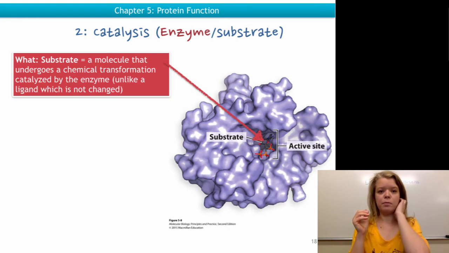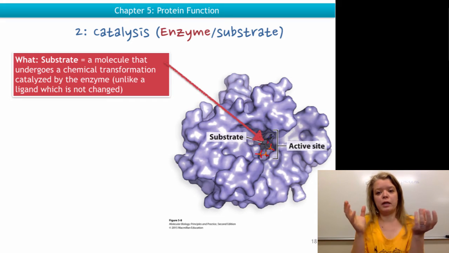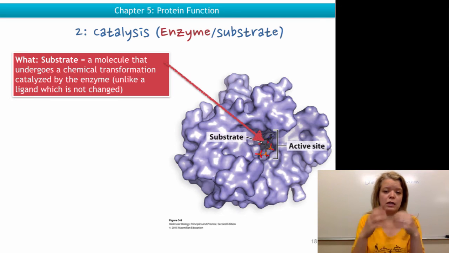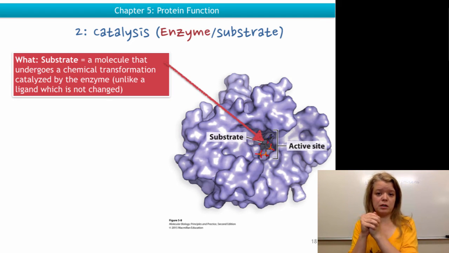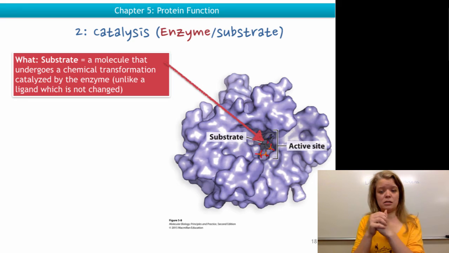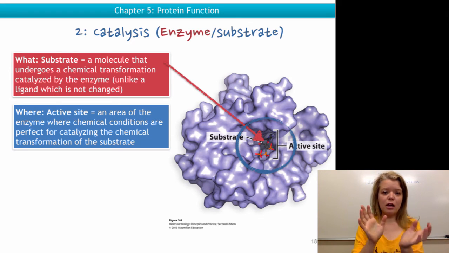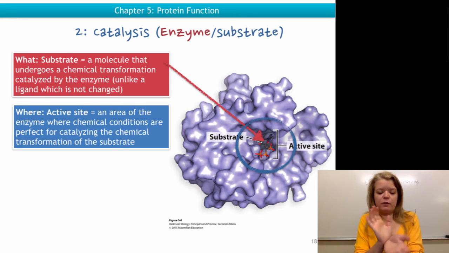Now, it's a molecule that will be undergoing a chemical transformation inside the enzyme. So the ligand doesn't change when it binds to a protein. However, a substrate does. And just like the ligand was binding to a binding site, the substrate will be binding inside an active site, which is an area of the enzyme that has particular chemical conditions that will be perfect for, or at least optimized for, coaxing the substrate into transforming.